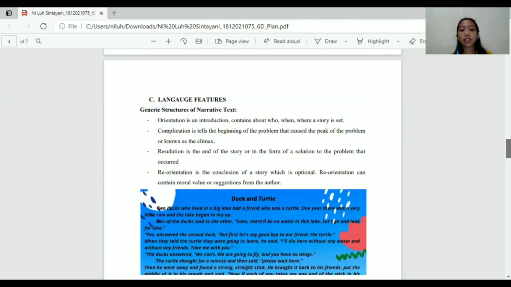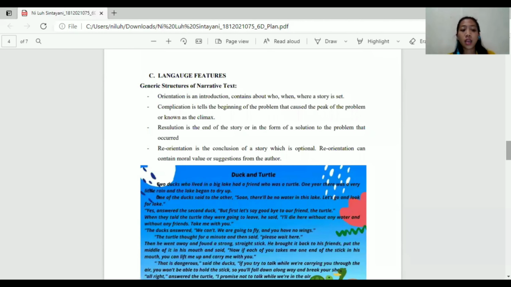And then is language features. So in this activity, the students can learn about generic structure. There are four generic structures of narrative text. The first is orientation, the second is complication, the third is resolution, and the last is reorientation.